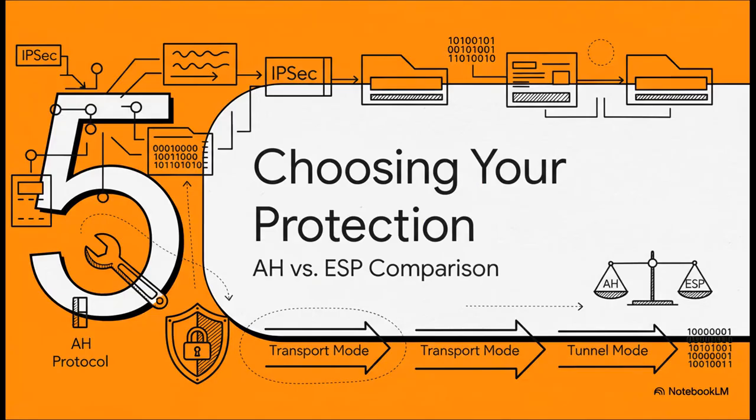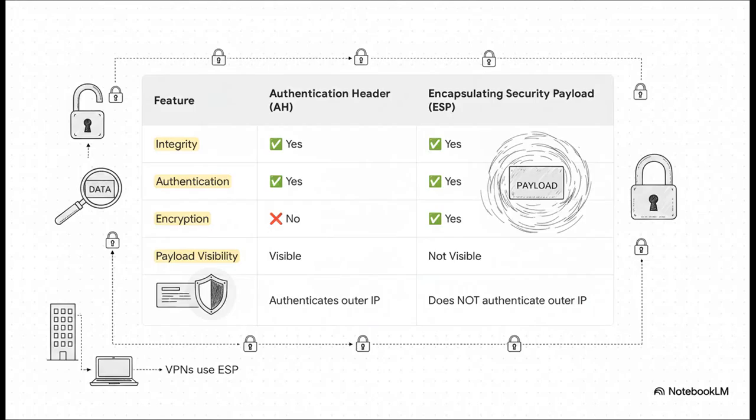So we've got our protocols, AH and ESP, and we've got our modes, transport and tunnel. This gives us a few combinations to choose from. Let's put the two protocols head-to-head one last time to make it crystal clear when you'd use one over the other. Looking at it like this, the choice becomes pretty simple, right? Both of them give you integrity and authentication. That's a check for both. But the huge glaring difference is encryption. AH doesn't have it, ESP does.